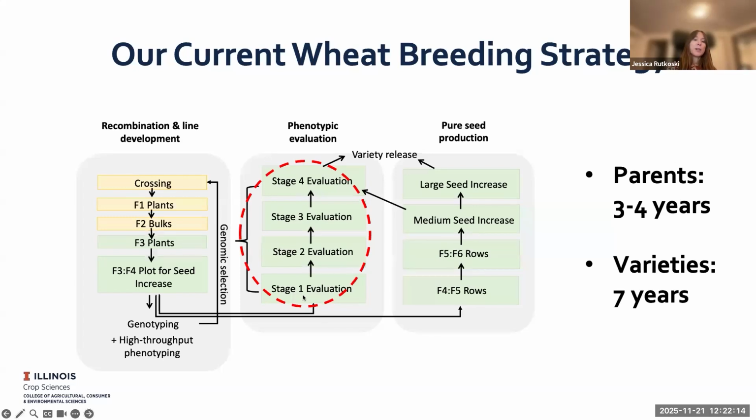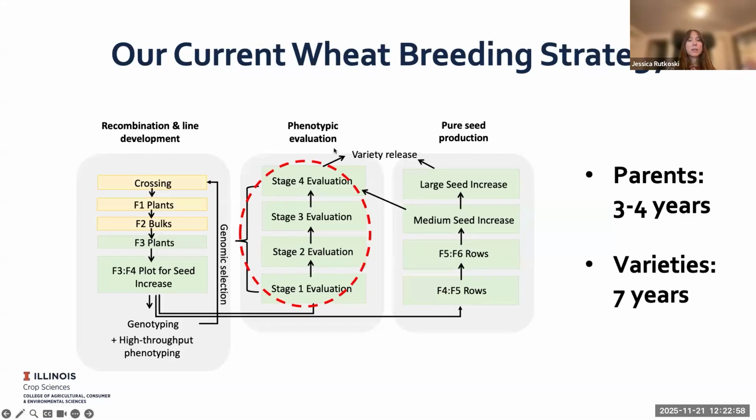And then every year that we're testing, we're removing lines that perform poorly. So if we start out with 1,200, we'll advance a third of those. So we start out with 1,200, then we'll get down to like 300, and then from there 100, and so on. So it's roughly a third, or between a third and a fifth, depending on also the composition of the population. And so as we go through the stages of evaluation, we decrease the number of lines and we increase the number of environments.